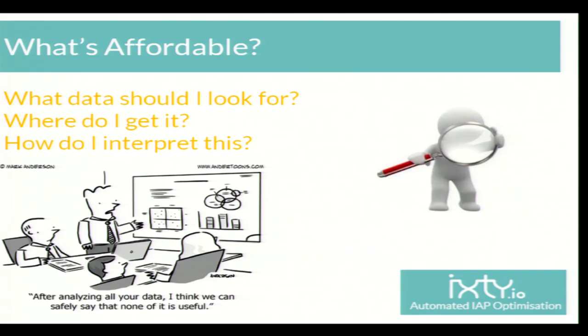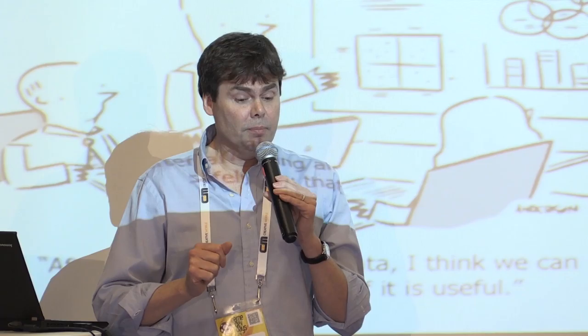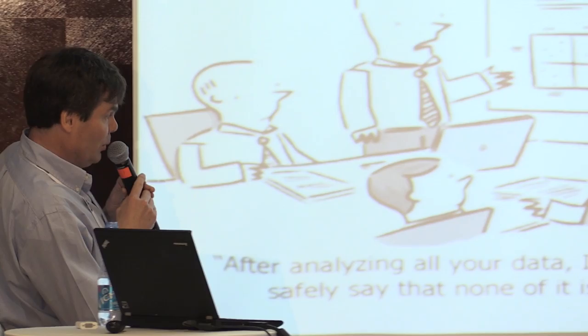So now we know that we need to make these things affordable. How do we do it? We've got to work out what is affordable, and that's not as easy as you think. You've got to get some data on what prices should be in any country. Where do you get it from? And when you've got it, how do you interpret it? I like the little cartoon here: after analyzing all your data, I think we can safely say that none of it is useful.